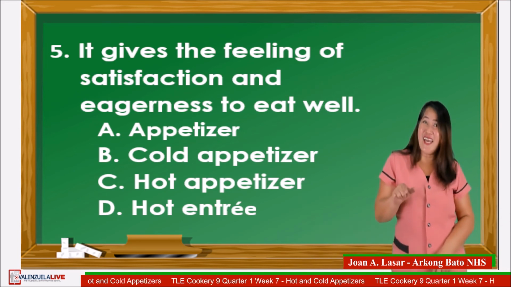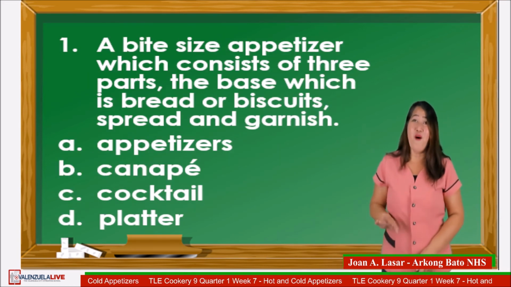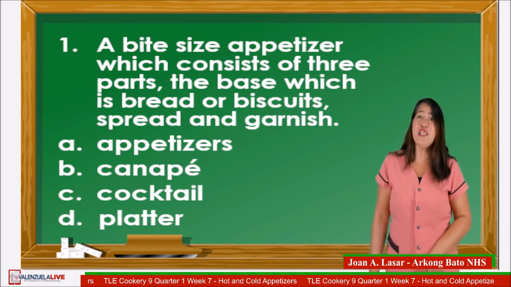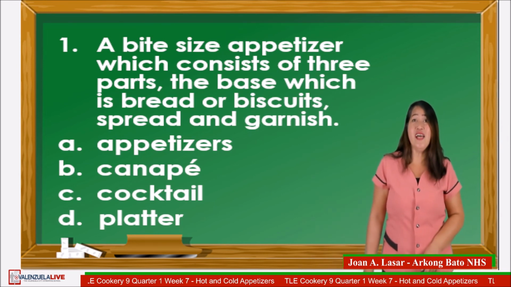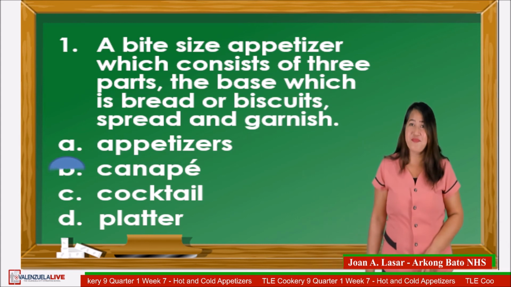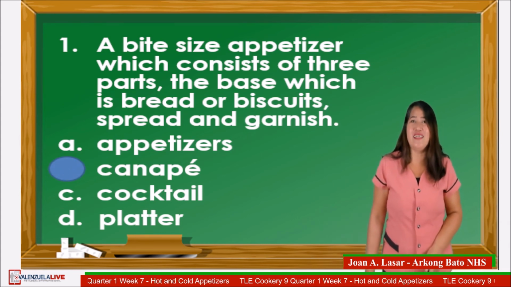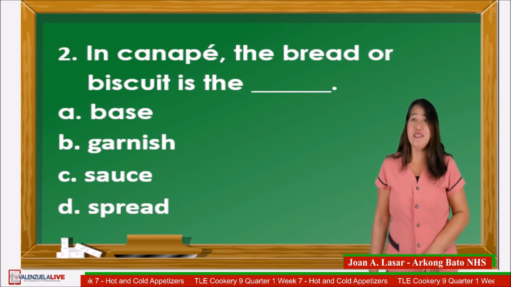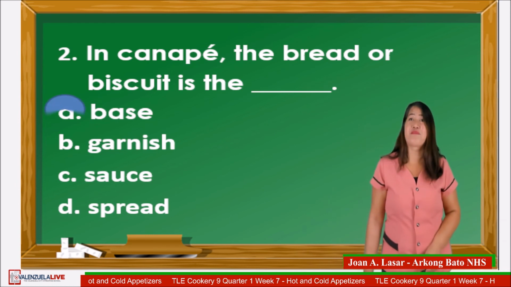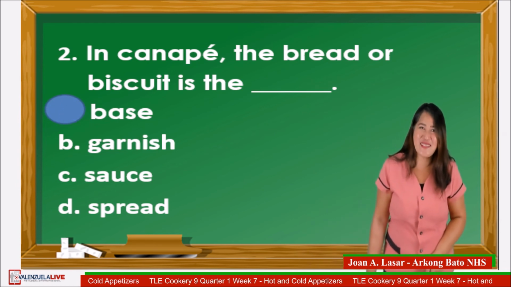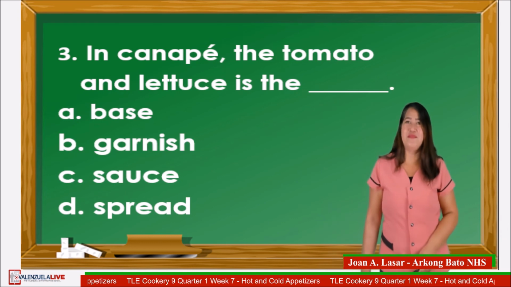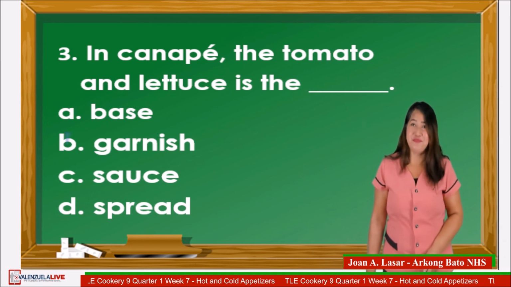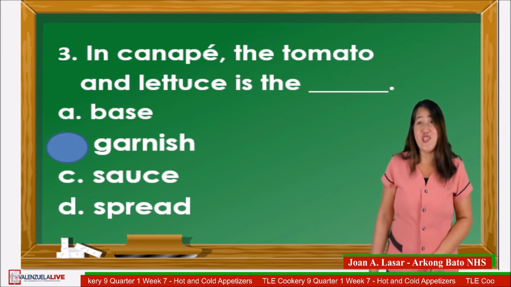Alright, let's check it! Number 1, a bite-sized appetizer which consists of 3 parts. The base, which is bread or biscuit, spread and garnish. The answer is letter B, canapé. Next, in canapé, the bread or biscuit is the A, base. Number 3, in canapé, the tomato and lettuce is the garnish, letter B.